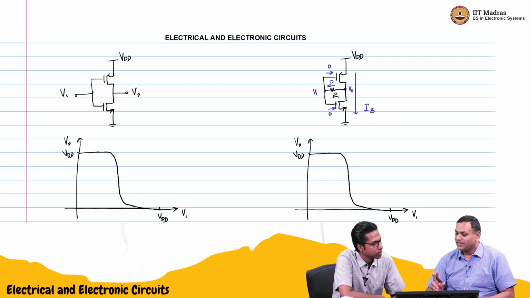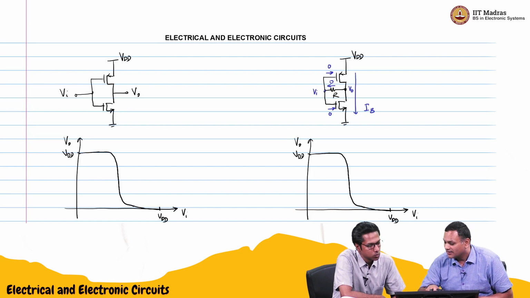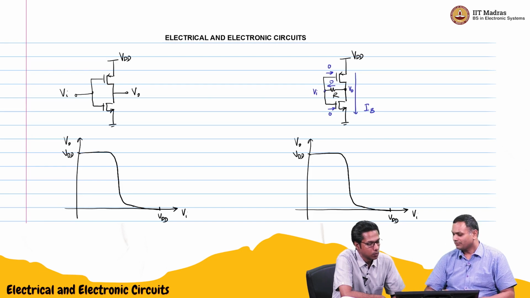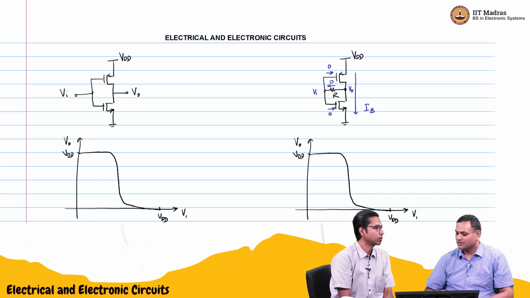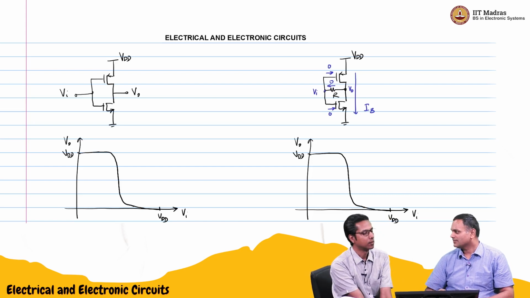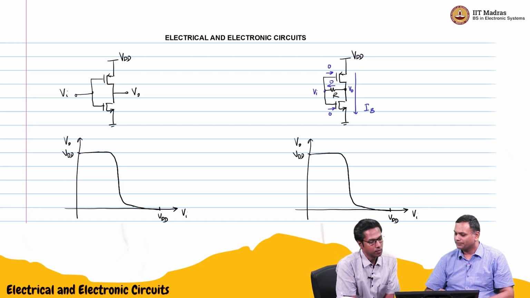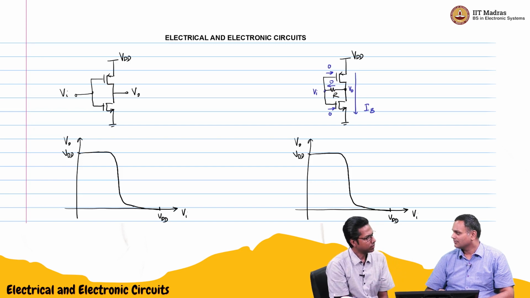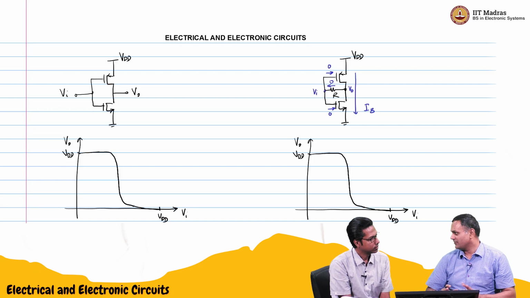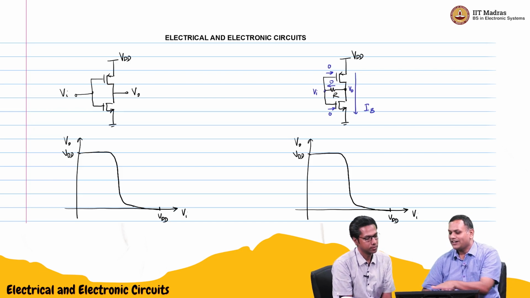So we need to find the point on this curve where Vo equals Vi. That will tell us where we are operating for this device. That means the characteristic will not change. We just take the same inverter and analyze it.